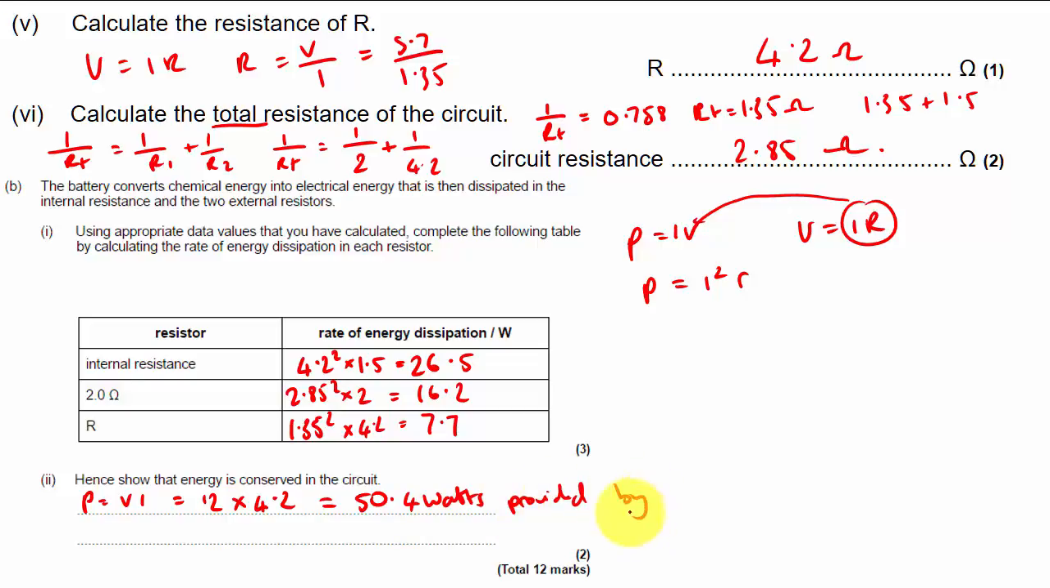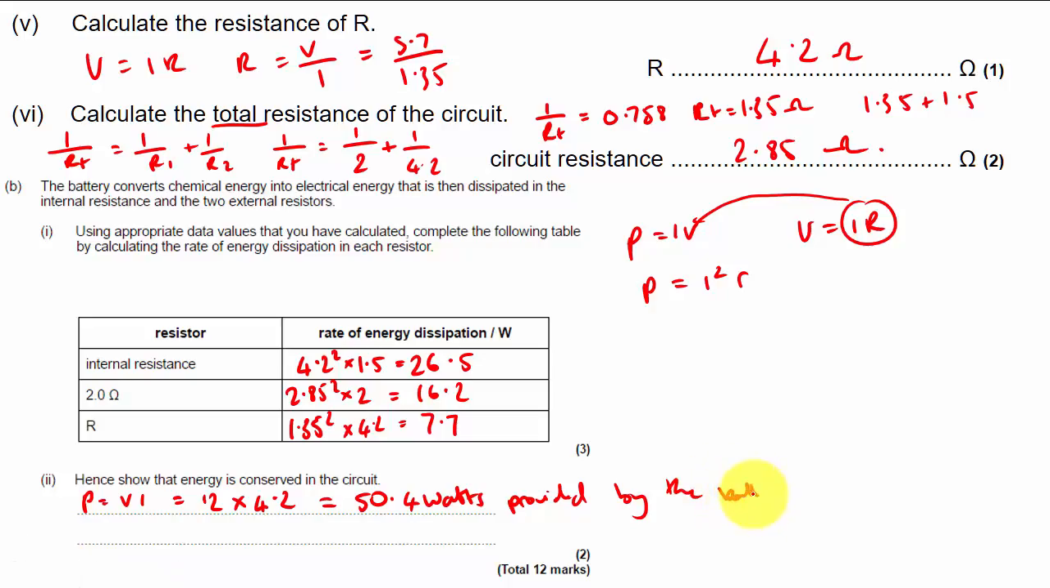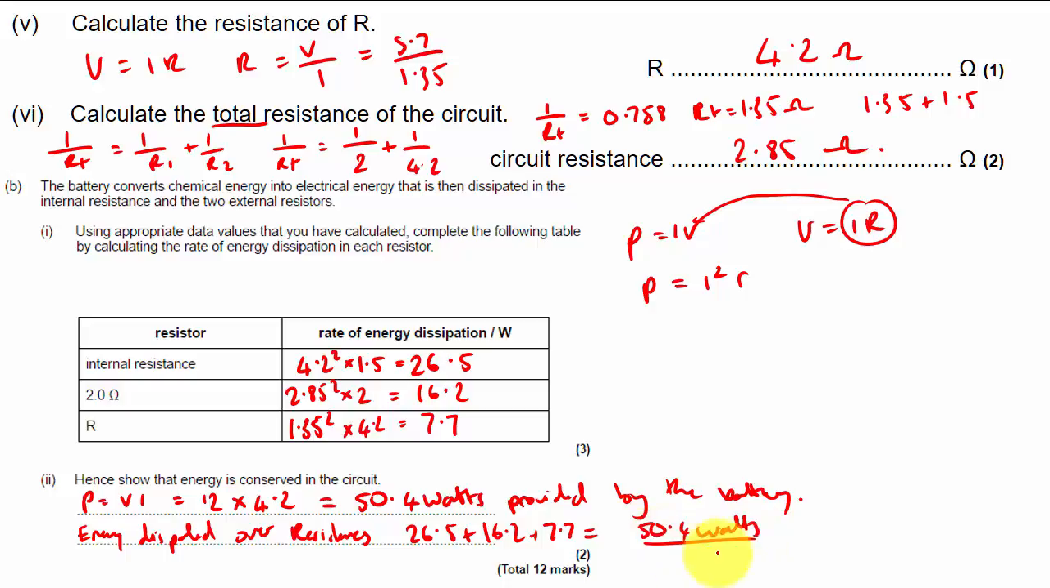Provided by the, now is it a cell or a battery? There's two, so it's actually a battery. And then when you add up the amount of energy dissipated over the resistances, we're just going to add these up, 26.5 plus 16.2 plus 7.7, and when you calculate that, it comes out as 50.4 watts. Okay, so that and that are the same, therefore energy is conserved.